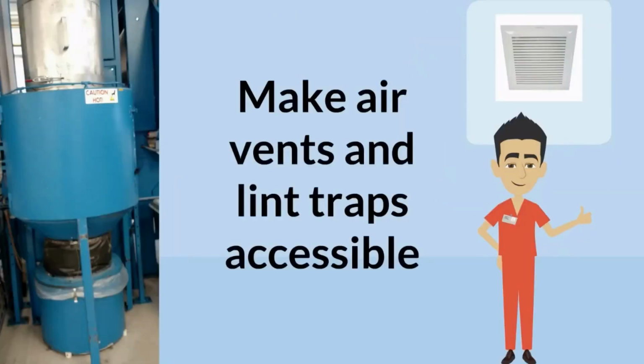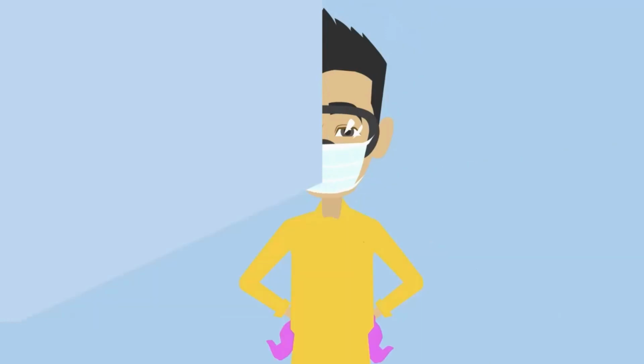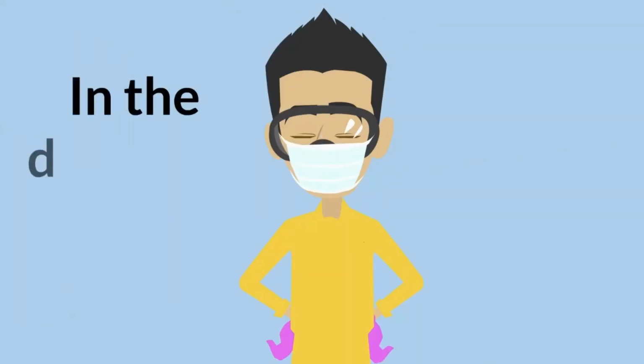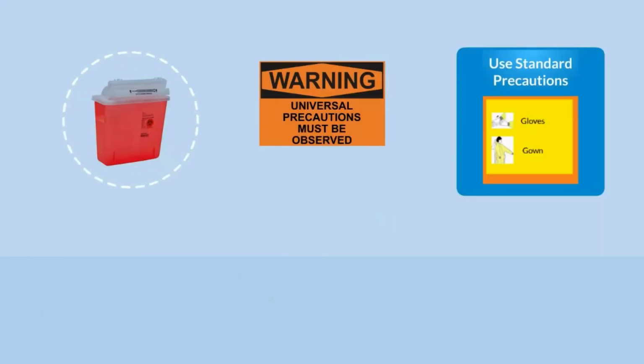Ensure that air vents are accessible to laundry workers so that lint can be easily removed. Hand hygiene stations should be conveniently located in the work areas, lounges, and restrooms. Provide personal protective equipment, PPE, including disposable gloves, gowns, and eye and face protection in the dirty area of the laundering facility to wear when handling soiled linen. Place approved sharps containers at soil sort and washing point in case a sharp item is found in with contaminated items.